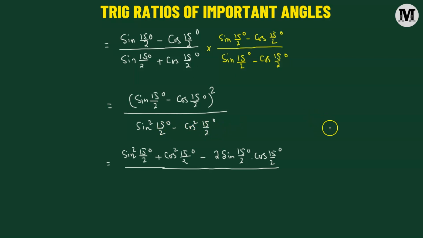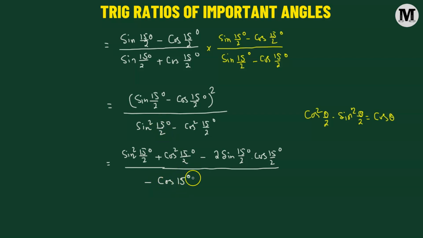Here we're going to use a formula. We know that cosine squared theta over 2 minus sine squared theta over 2 is given by cosine of theta. So in our case, in the denominator, we'll take negative as the common factor. So this will get multiplied to cosine of theta, where theta will be 15 degrees.